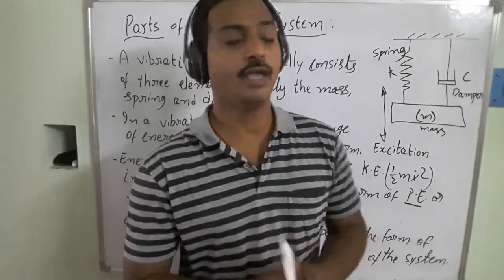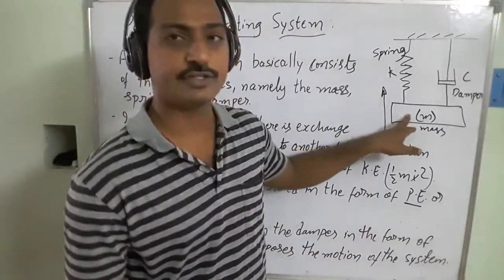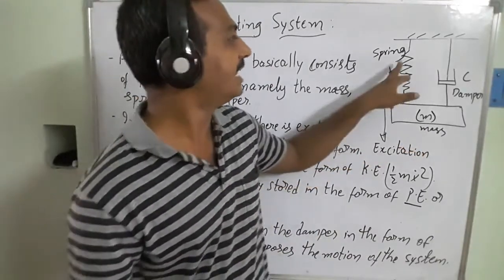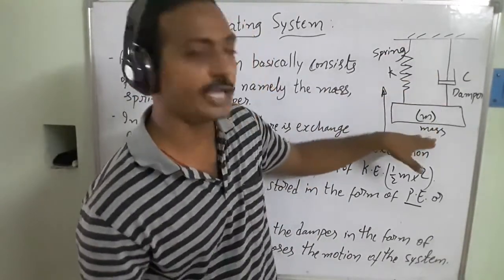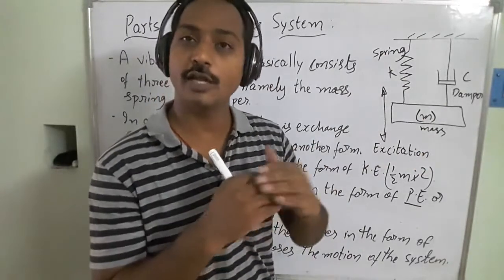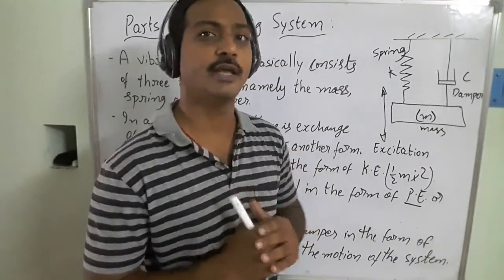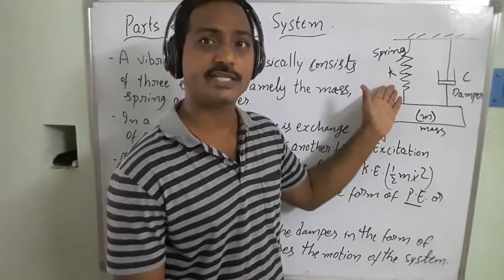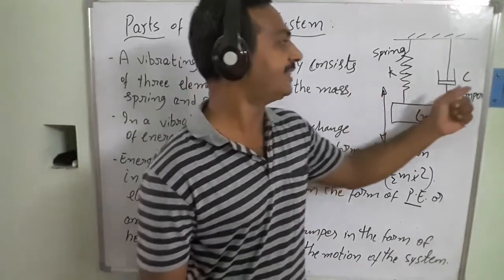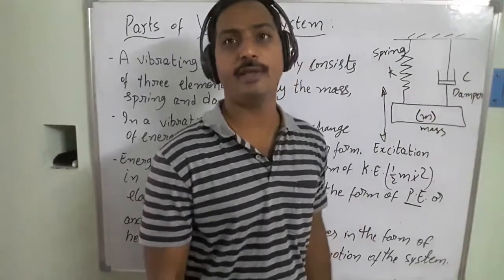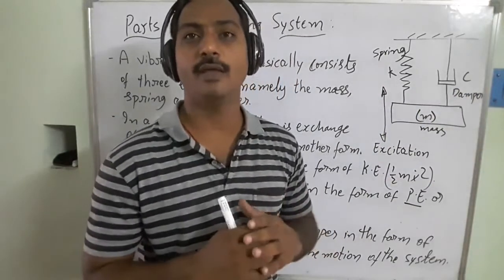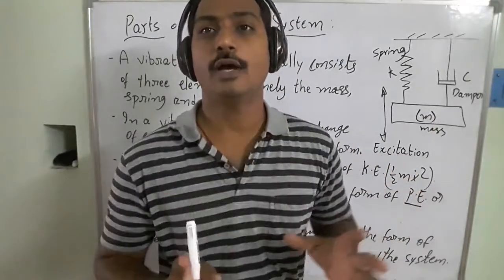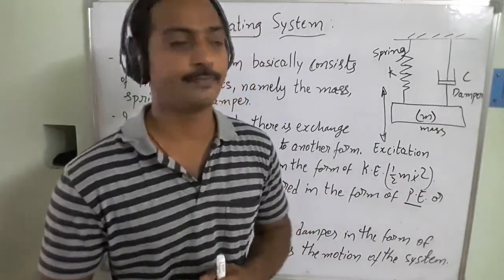So in this way, the mass has kinetic energy due to the motion of the mass, and the spring has energy due to the elongation in the downward direction. That means elastic deformation is present, so we can say it has potential energy, elastic energy, or strain energy. And in the damper, heat energy is generated to remove the excessive energy within that system.